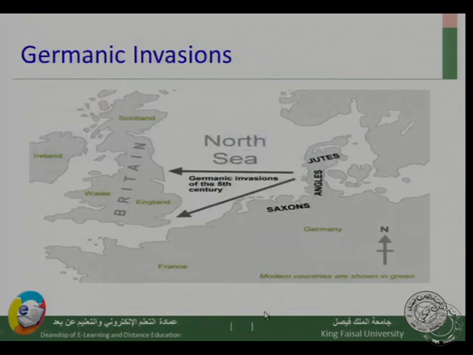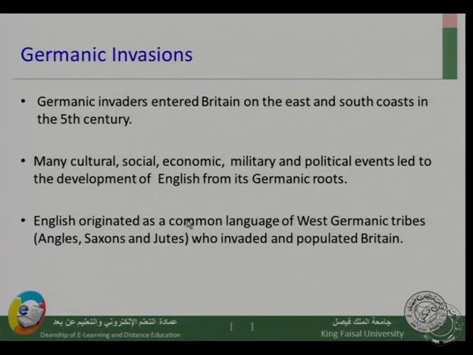We talked about the Germanic invasions of the 5th century to Britain. They invaded Britain. Then we had some main guidelines dealing with the invasions. We mentioned that the Germanic invaders entered Britain on the east and south coasts in the 5th century. Many cultural, social, economic, military, and political events led to the development of English from its Germanic roots. English originated as a common language of West Germanic tribes, Angles, Saxons, and Jutes, who invaded and populated Britain.